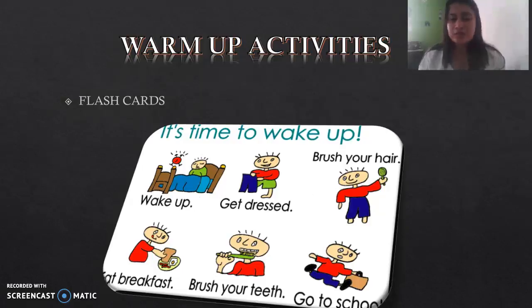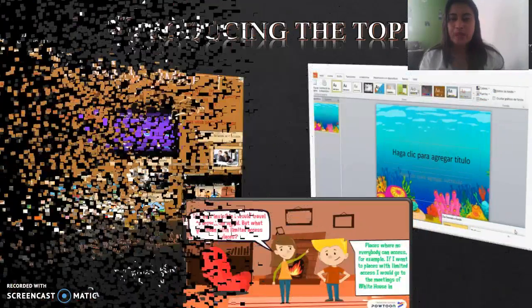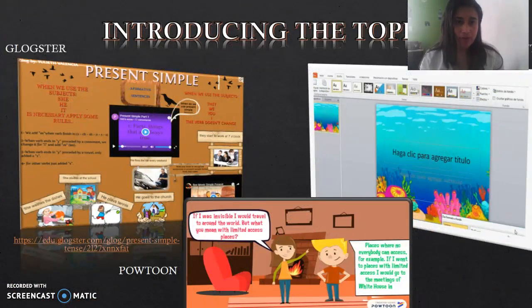The good thing with the flashcards is that they help the students relate the image with the meaning of the sentence. For the part of introducing the topic, I suggest, for example, the use of some online tools, such as Blockster, PowerPoint or Powtoon.